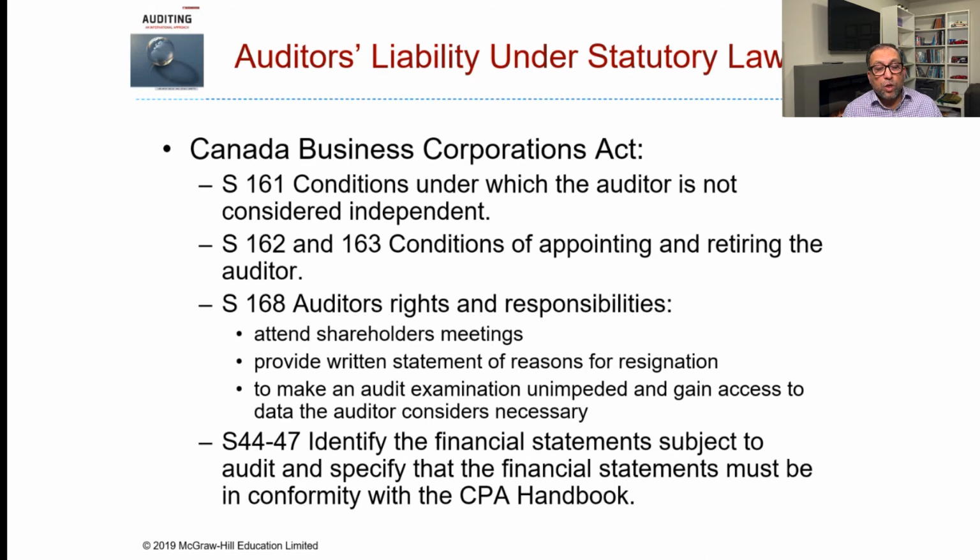Canada Business Corporations Act, S161: conditions under which the auditor is not considered independent. S162 and 163: conditions of appointing and retiring an auditor. And S168: auditors' rights and responsibilities, to attend shareholders' meetings, provide a written statement of reasons for resignation, make an audit examination unimpeded, and gain access to data the auditors consider necessary. Sections 44 and 47 identify the financial statements subject to the audit and specify that the financial statements must be in conformity with the CPA Handbook.